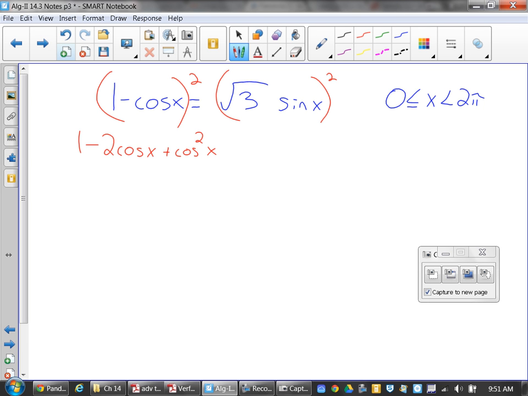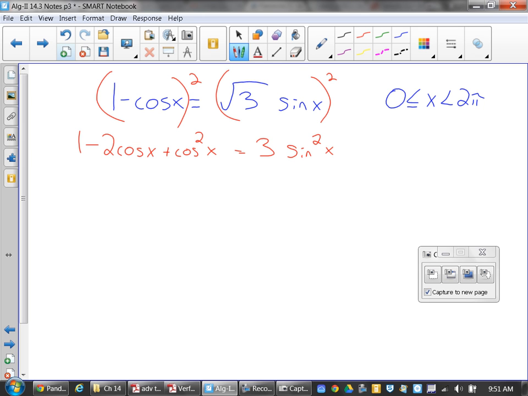Okay. On the right side, it's a monomial. There's no addition sign between it, so you just square both parts. So what's the square root of 3 squared? And what's sine squared? Squared. So this is going to equal 3 sine squared x. Thank you. I forgot, I'm doing an equation. I almost forgot.